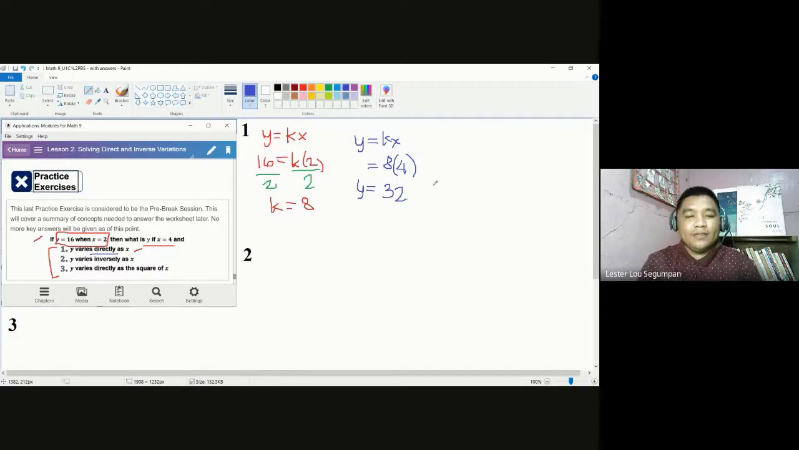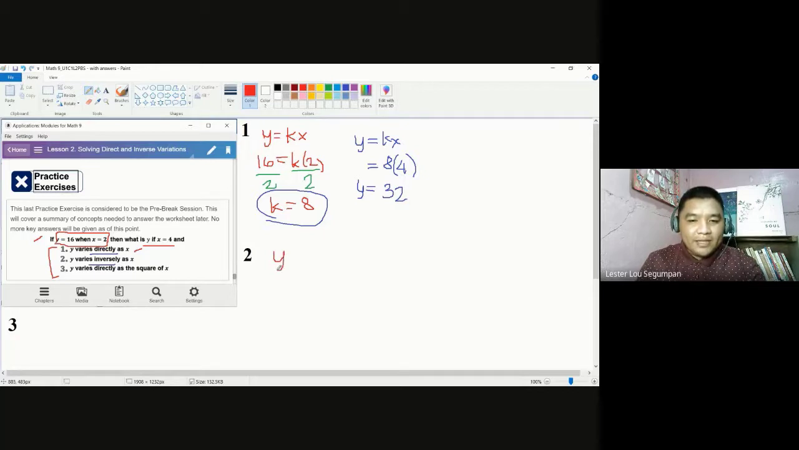This is what happens to number one. But for number two, it's a different thing now. Do not say, "I will use, sir, the same value for k to solve for number two." No, because in number two, it's a different type of variation, specifically inverse variation. So there is a chance that the value for our k is different. Let's try to solve it.